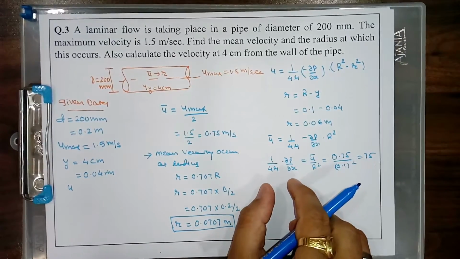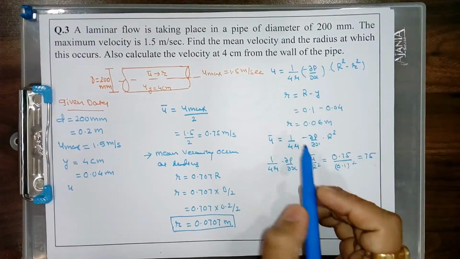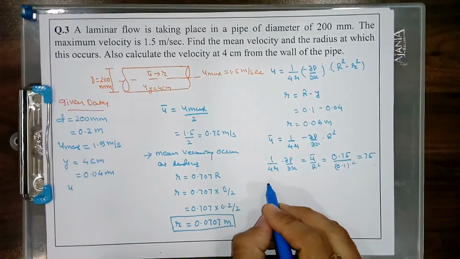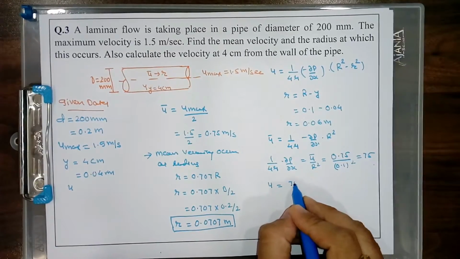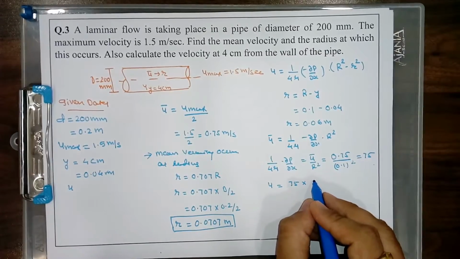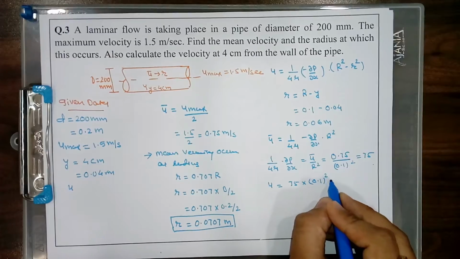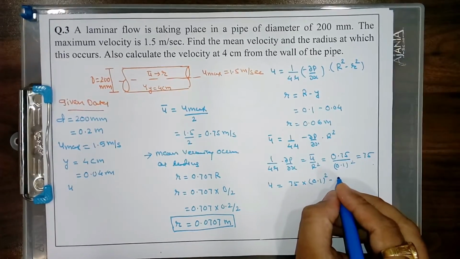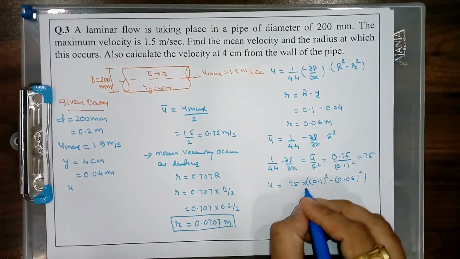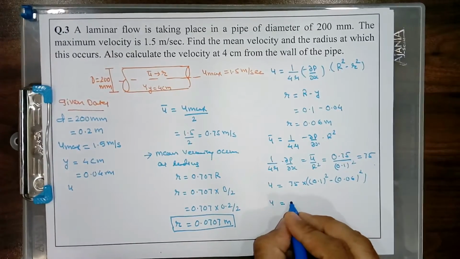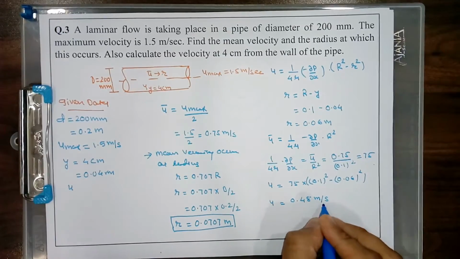Now we put this value of 1 upon 4 mu into minus del p by del x over here, as well as small r and capital R. So we get u equals 75 into the bracket of capital R, that is 0.1 whole to the power 2, minus small r, that is 0.06 whole to the power 2. So finally we get the value u as 0.48 meter per second.